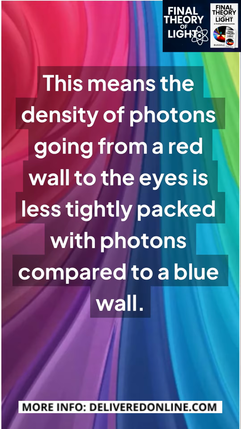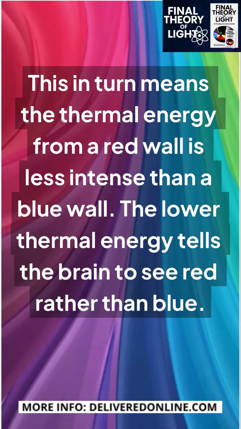This means the density of photons going from a red wall to the eyes is less tightly packed with photons compared to a blue wall. This in turn means the thermal energy from a red wall is less intense than a blue wall. The lower thermal energy tells the brain to see red rather than blue.